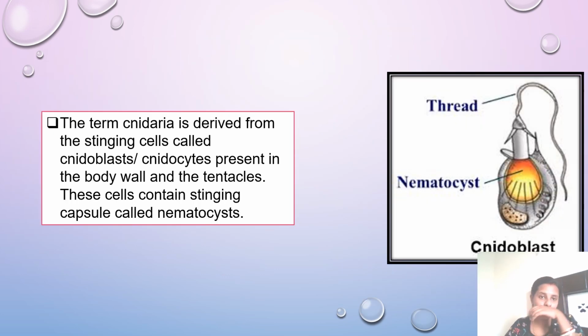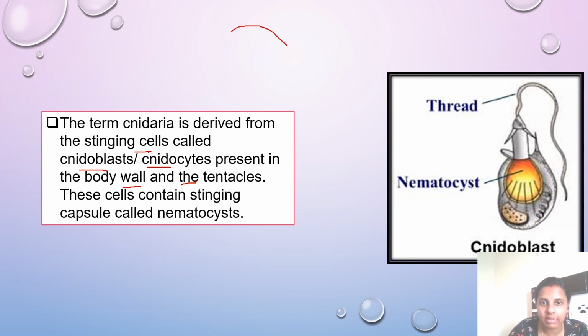Now let's talk about where the term cnidaria comes from. As you know, the coelenterata are also known as cnidaria. The name is derived from the stinging cells called cnidoblasts or cnidocytes, present in the body wall and the tentacles.